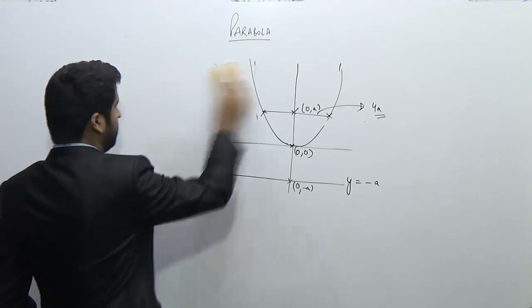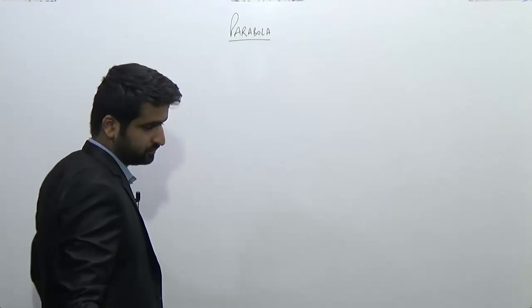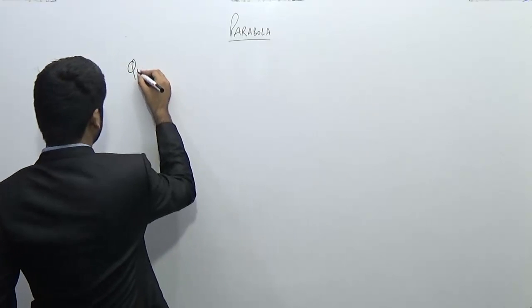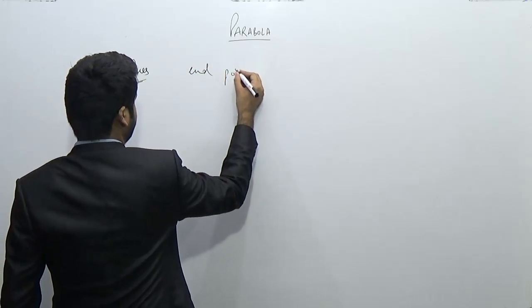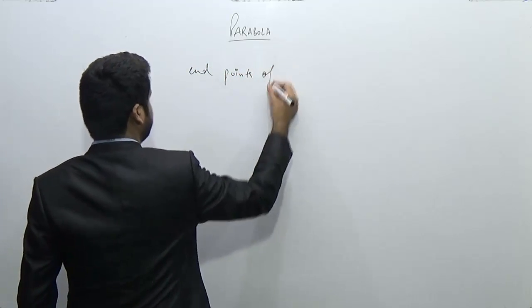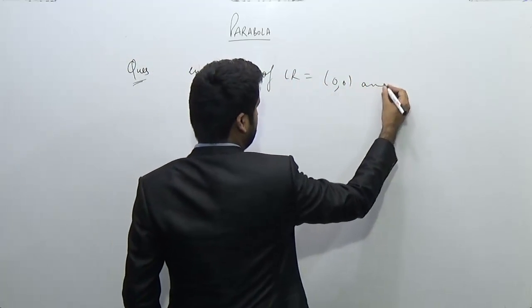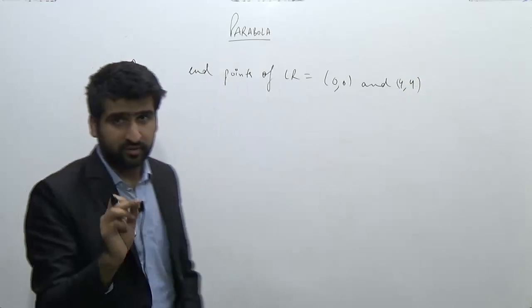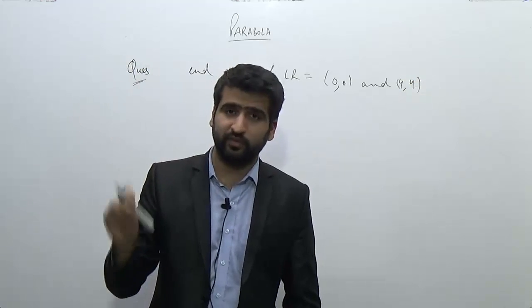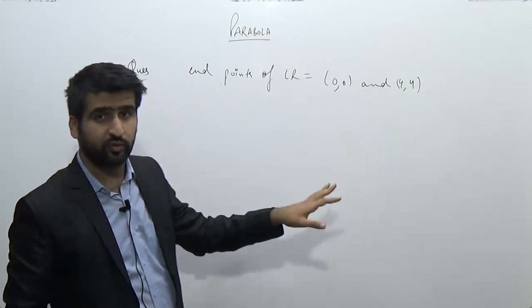Next, let's see a question. The question is, I know the endpoints of the latus rectum. The endpoints of the latus rectum are given to me and they are equal to (0, 0) and (4, 4). I want to find, just listen carefully, the equation of the parabola whose endpoints of the latus rectum are (0, 0) and (4, 4).